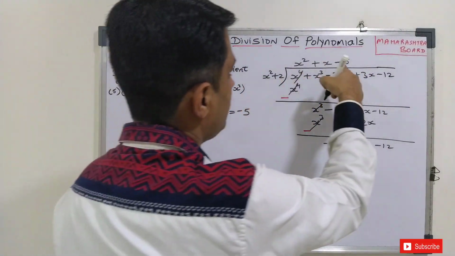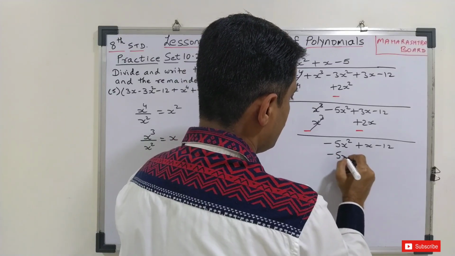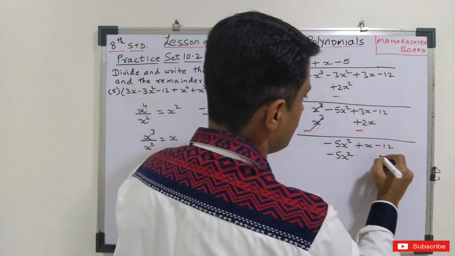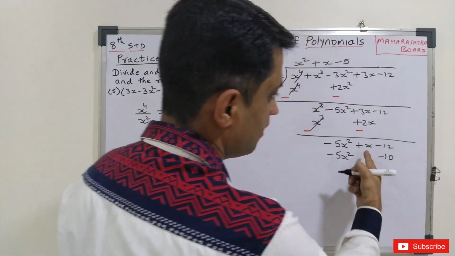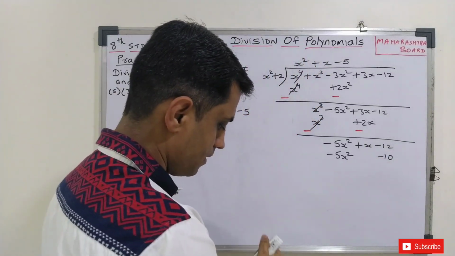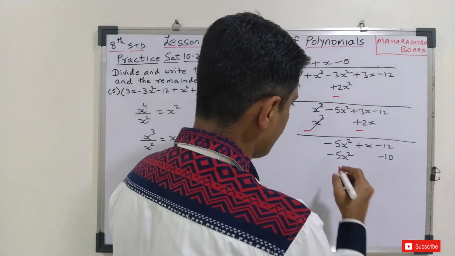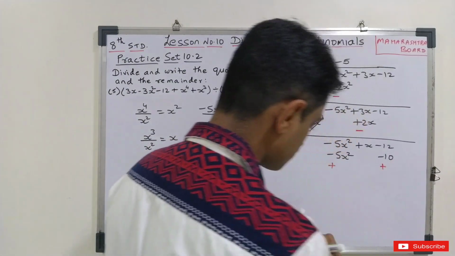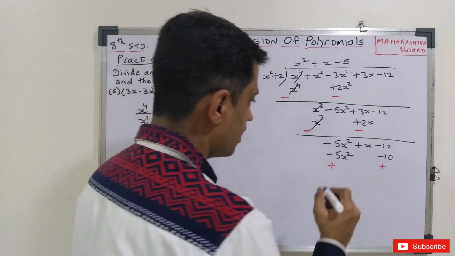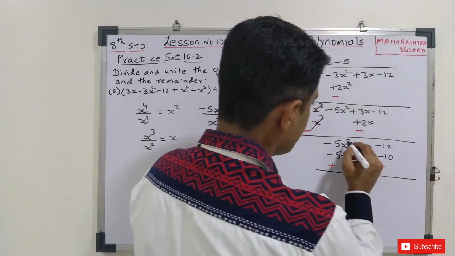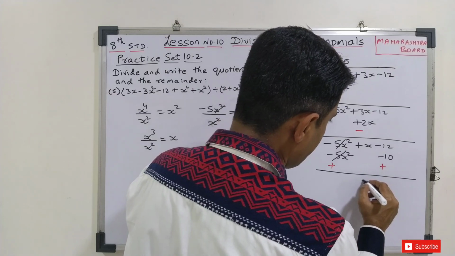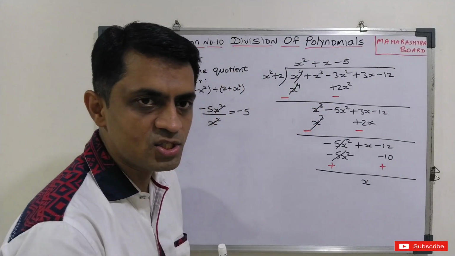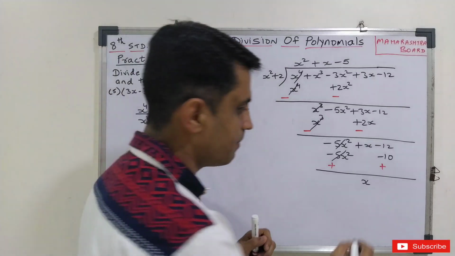Now x square into minus 5, minus 5x square. 2 into minus 5, minus 10. Now students see, again this term is left, so you should be very careful. Here plus, here plus. Now, what will be left? This will get cancelled. So you will get x minus 12 plus 10. Minus 12 plus 10 will be minus 2.